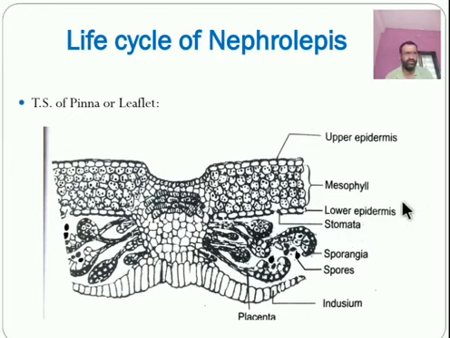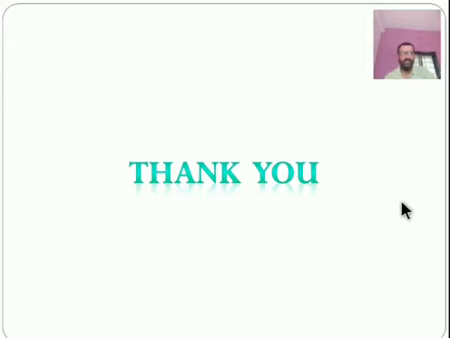Okay, in this way, this is about the internal structure of the sporophyte.